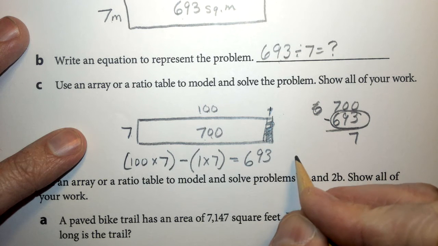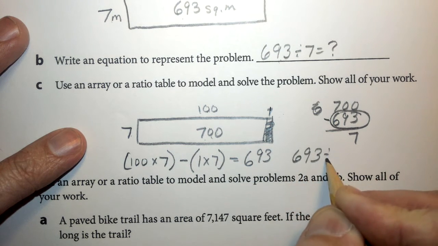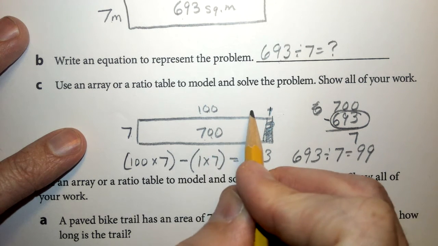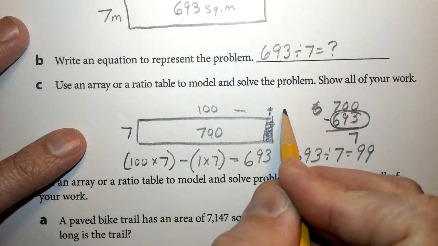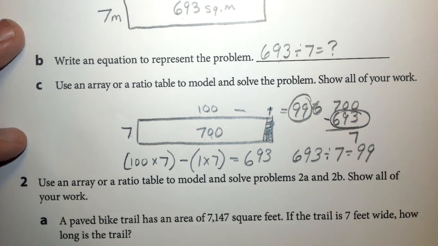So 693 divided by 7 equals 99, because this up here is going to be 99. 100 minus 1 gives me 99. So the answer is 99.